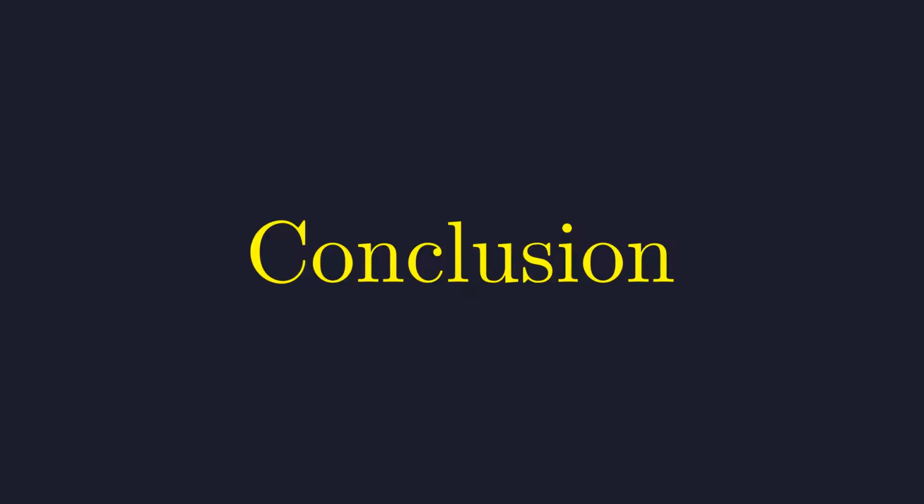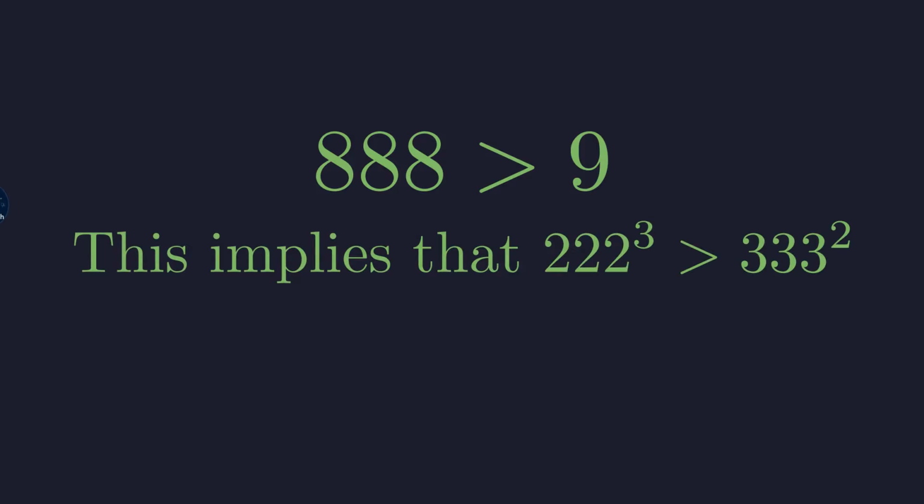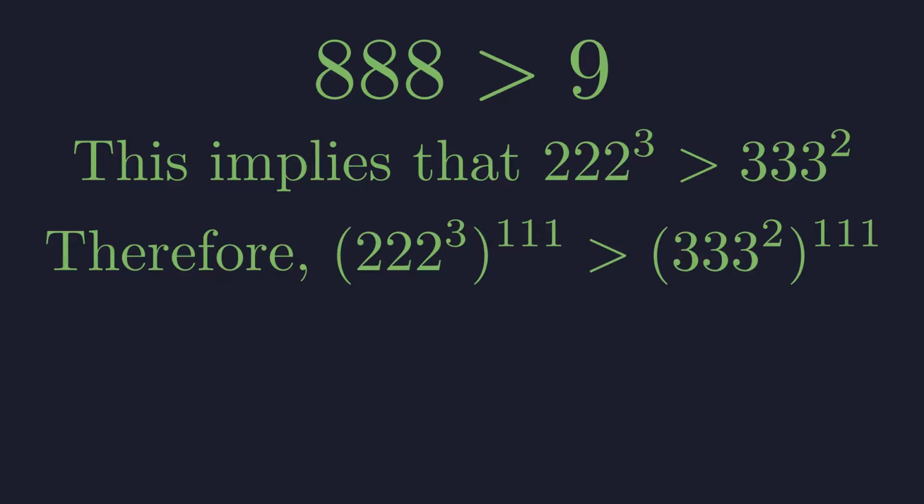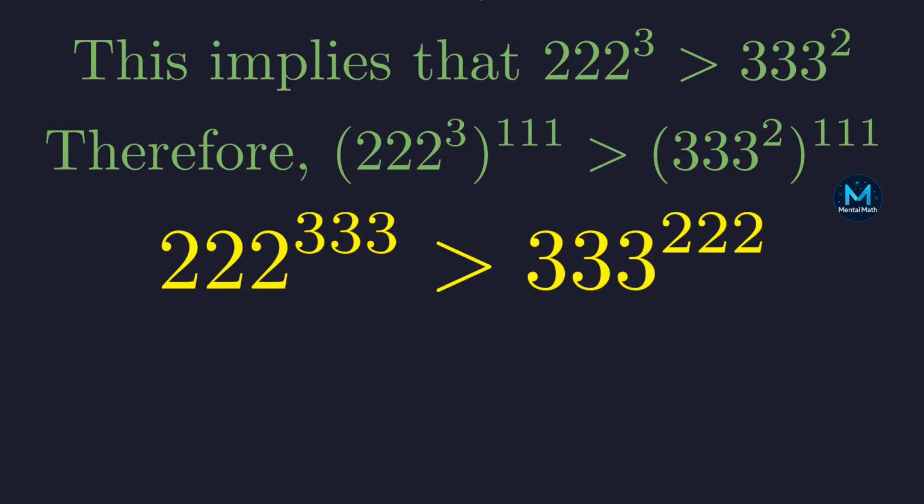The result is clear, but let's trace back through our steps to state the conclusion. We've shown that 888 is greater than 9. This means our simplified bases follow the same inequality. Raising both sides to a positive power preserves the inequality. And this brings us back to our original question, showing that 222 to the power of 333 is indeed the larger number.